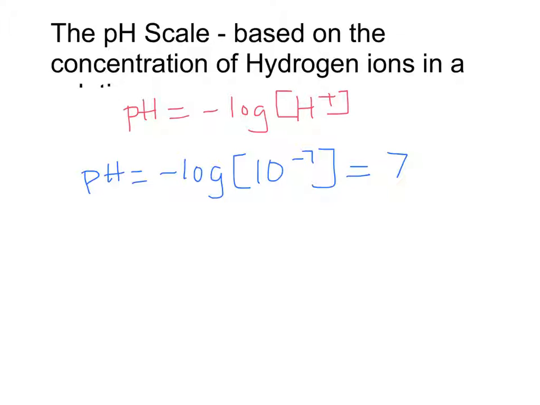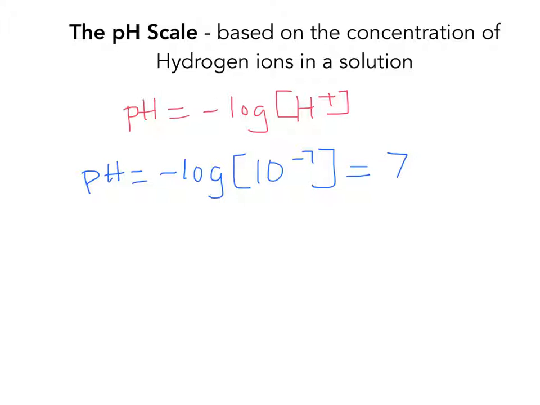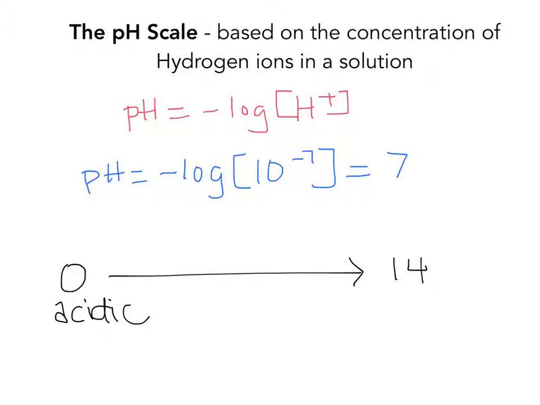From there, the pH will decline as the hydrogen ion concentration increases. The pH scale itself ranges from 0, which is the most acidic, meaning it has the highest concentration of hydrogen ions, to 14, which is the most basic, or the lowest concentration of hydrogen ions. And the midpoint would be the pH of the pure solution, or the neutral solution, which is 7.